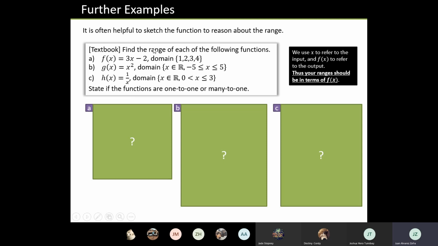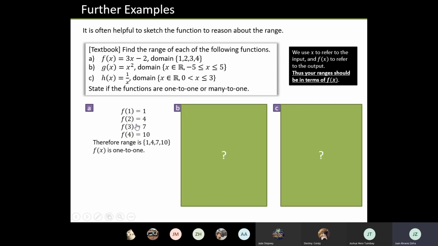So, further examples. For A, if you want to find the range, then the range of f of x equals 3x minus 2 when we put in 1, 2, 3, and 4 is that when you put in 1, you get 1. When you put in 2, you get 4. When you put in 3, you get 7. When you put in 4, you get 10. And so the output set is 1, 4, 7, 10. You give a set by putting curly brackets. And notice that the function is one-to-one.